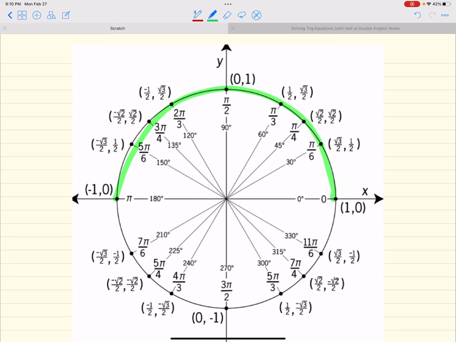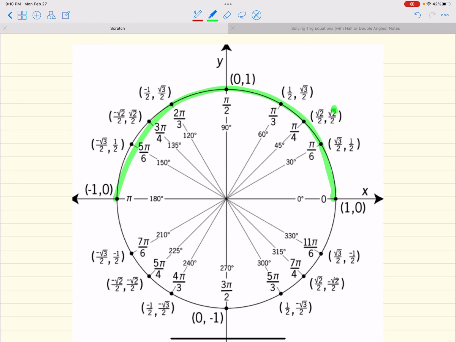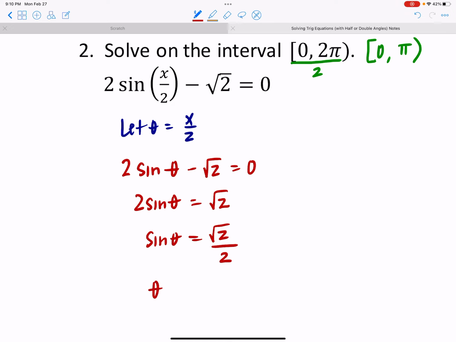So from 0 to pi, where is our sine equal to a positive radical 2 over 2? That was what it was, right? Yes. So where is our sine equal to positive radical 2 over 2? That's going to happen here, and then it's also going to happen here. So I have two angles. One's going to be pi over 4, and one's going to be 3 pi over 4. So back to this, I'm going to say that theta is going to be equal to pi over 4, and that theta is going to be equal to 3 pi over 4.